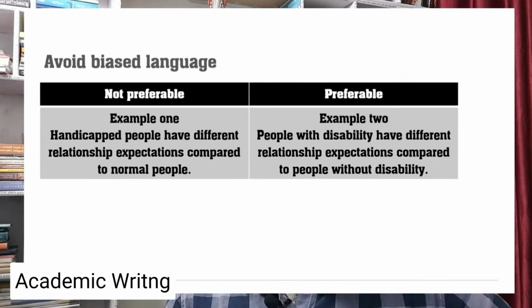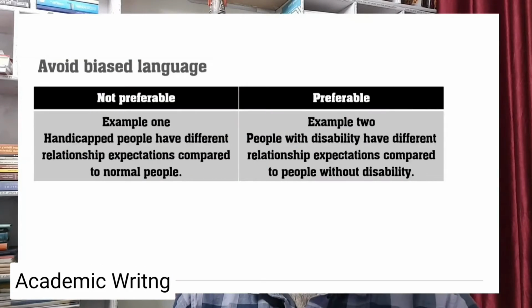Rule number 2, avoid biased language. So in place of saying, "Handicapped people have different relationship expectations compared to normal people," we should say, "People with disability have different relationship expectations compared to people without disability." So here we have substituted the words handicapped people with people with disability, and we have substituted the words normal people with people without disability.